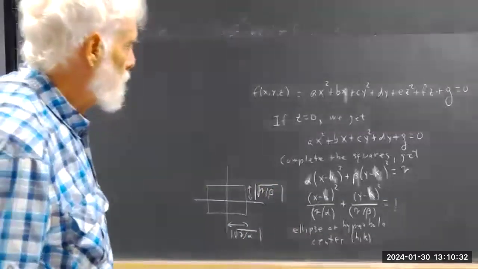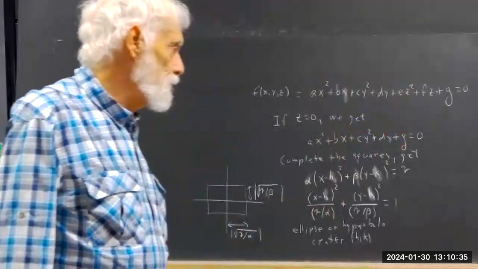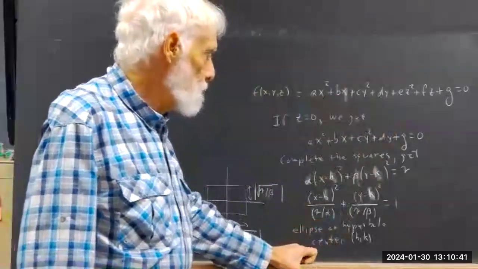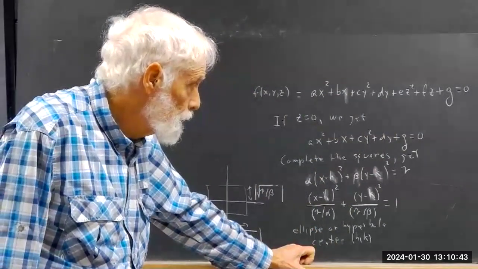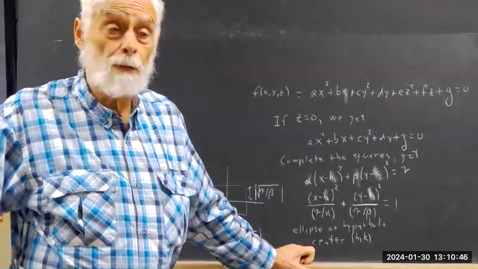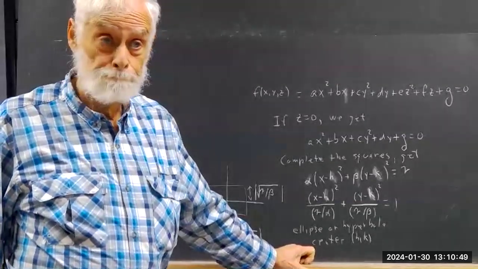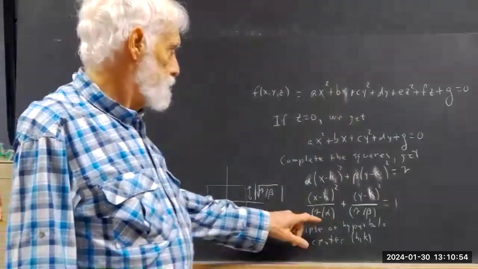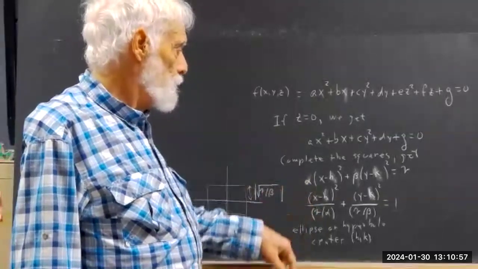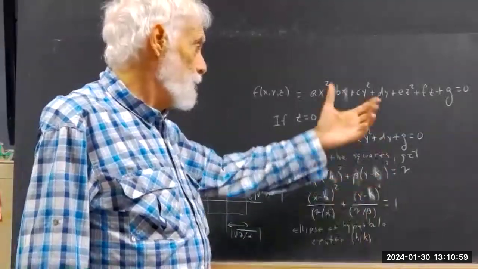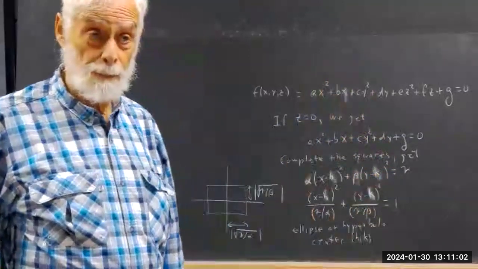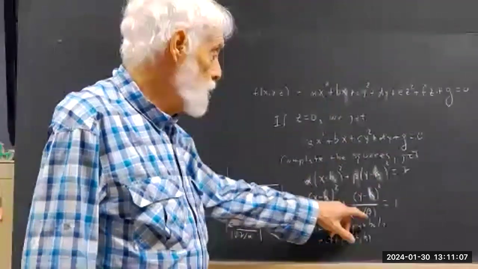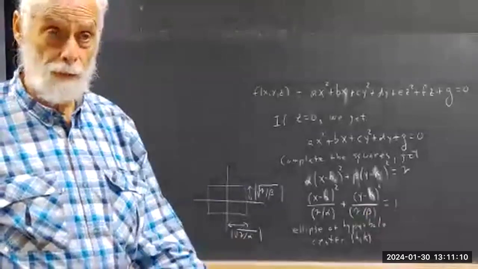Now, why absolute value? Because A, B, C, D, E, F, and G, and H, I don't have H, all these letters could stand for any real number, positive or negative, right? So when you complete the square, alpha, beta, gamma, any of those could end up positive or negative. So that gamma over alpha, gamma over beta could end up positive or negative.